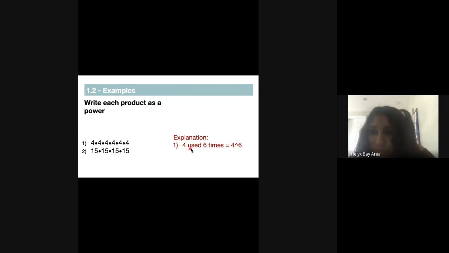So because 4 is used 6 times, this gives us 4 to the power of 6. And because 15 is used 4 times, this would give us 15 to the power of 4. Therefore, our solutions would be 4 to the power of 6 and 15 to the power of 4.